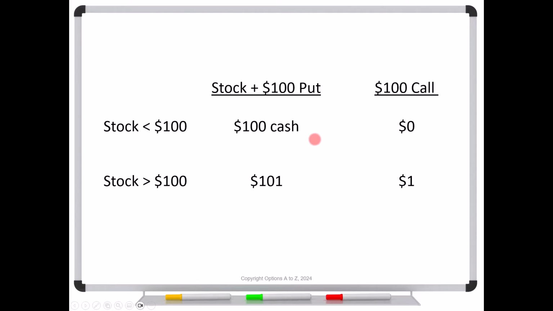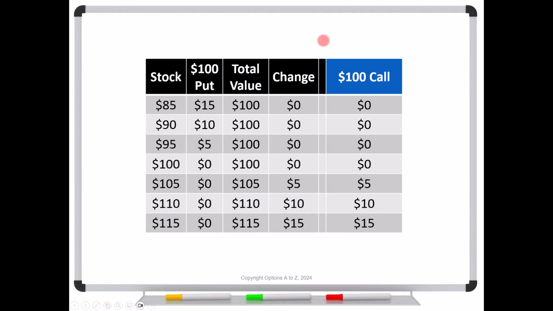Well, here's why. When we talk about synthetics in the options world, we're talking about tracking the changes. So for example, let's take a little more detailed look. In black, we have the trader who is holding the shares of stock plus the $100 put. In blue, the trader that owns just the $100 call. So let's say the stock is trading at 85.